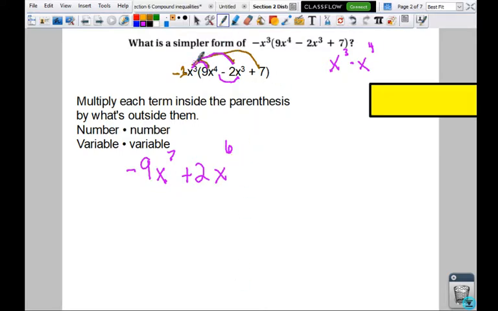We're almost done. Negative 1 x to the third times 7. Negative 1 times 7 is negative 7. So I'm going to go minus 7. And are there any variables here by the 7? No. So when there's no variables, I just write it down. I'm going to go x to the third, because I had the x to the third in front here. Nothing on the 7, so I just write it down.